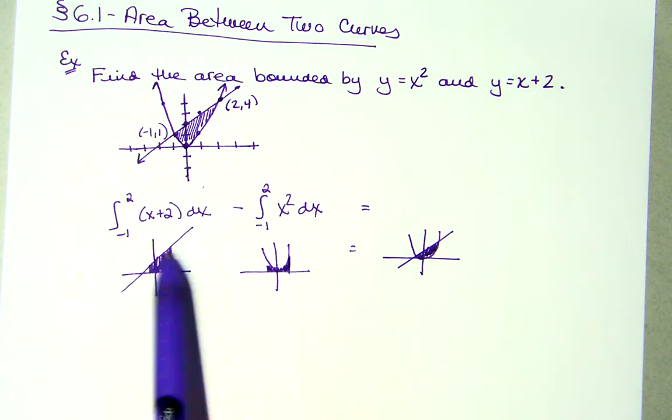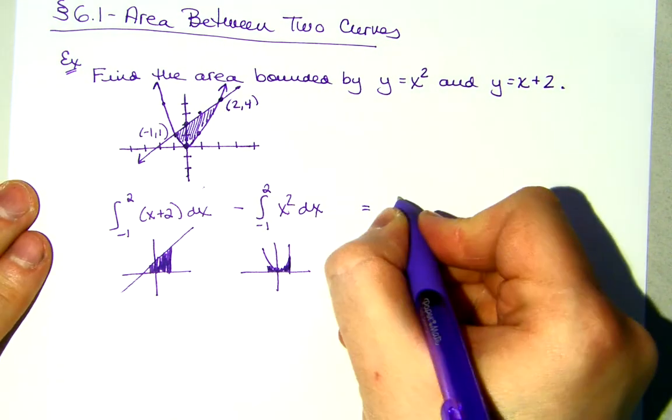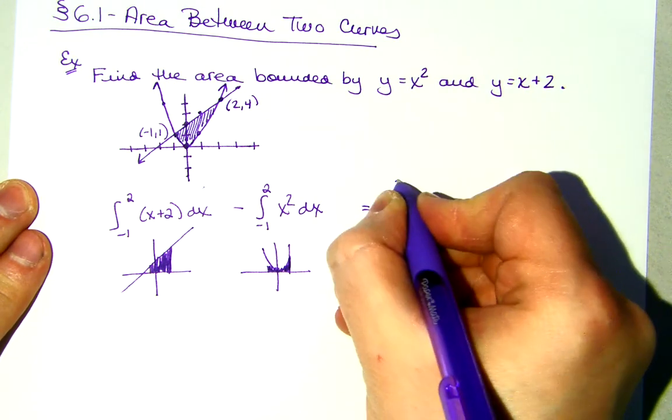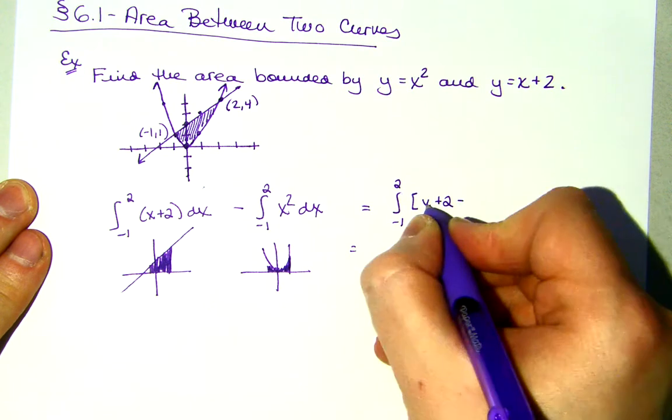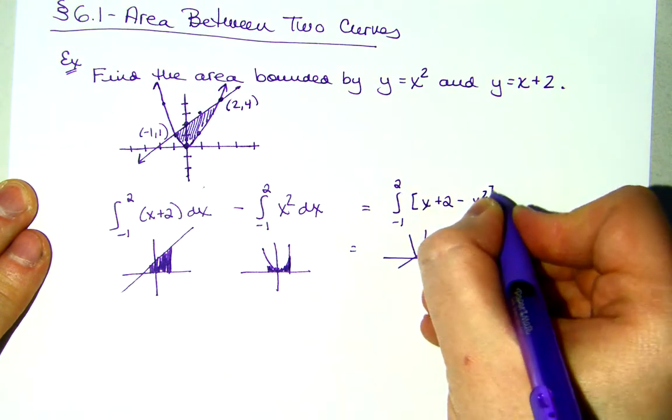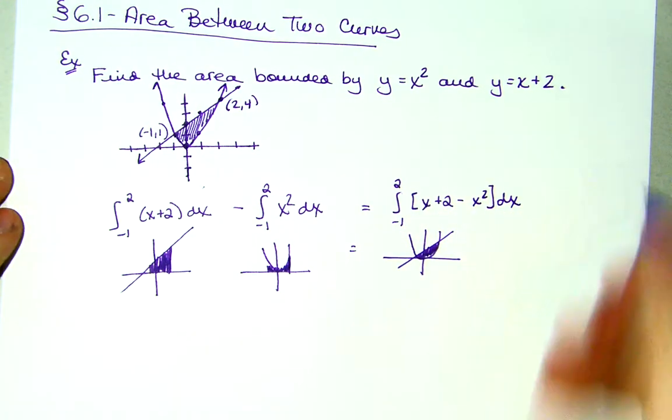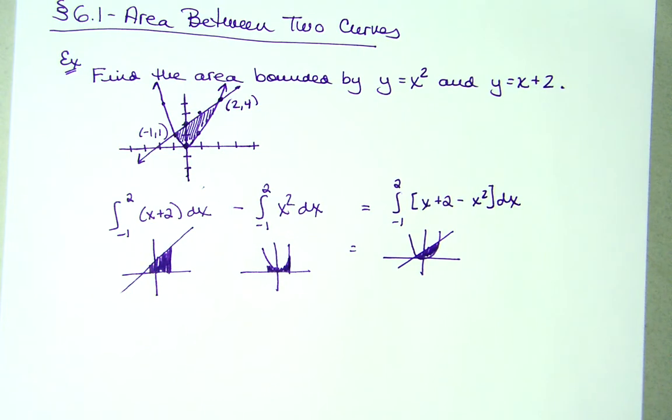Do I actually need 2 separate integrals? No, because they've got the same limits, I can use my properties of integrals that say this is just the integral from negative 1 to 2 of x plus 2 minus x squared dx. And then we'd integrate. That looks like a parabola, right? It's one of the quadratic something. Okay, we're going to integrate this thing.